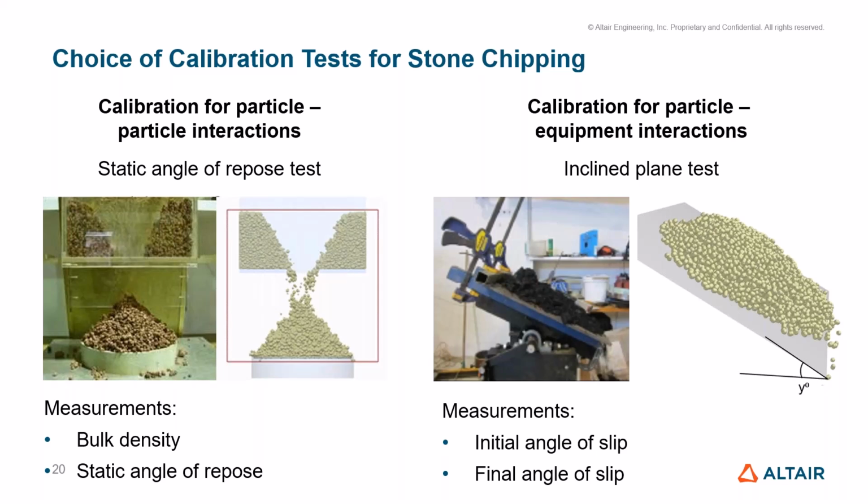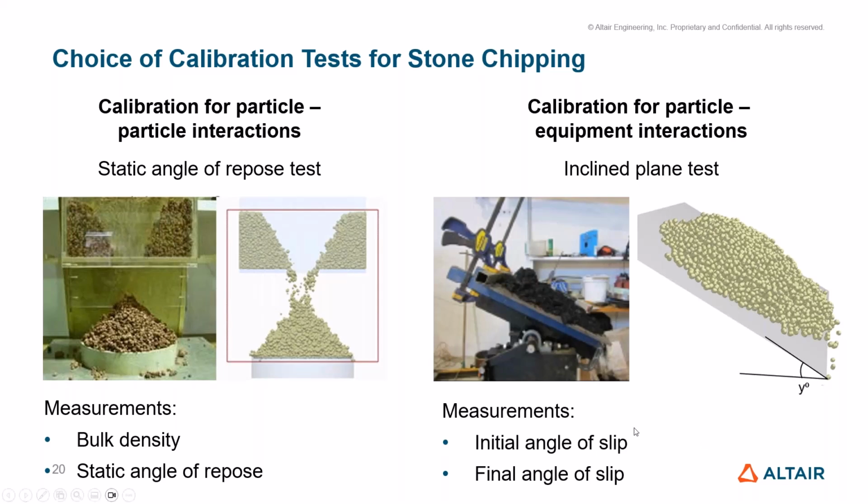material flow behavior. And then to understand particle-to-equipment interaction, we can perform the inclined plane test, where you put the gravel material over a flat plate and rotate the plate with a known angle. When the material starts flowing, we measure the angle at which the initial material starts flowing, called the initial angle of slip, and the angle of rotation at which the complete material flows out of the plane is considered the final angle of slip.